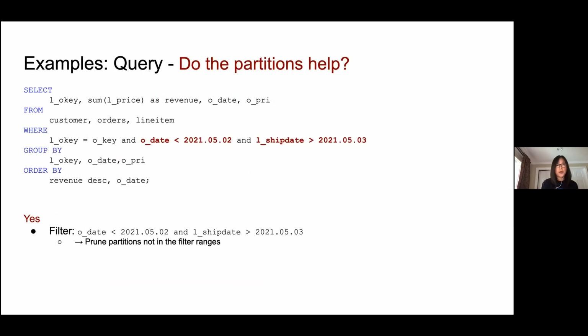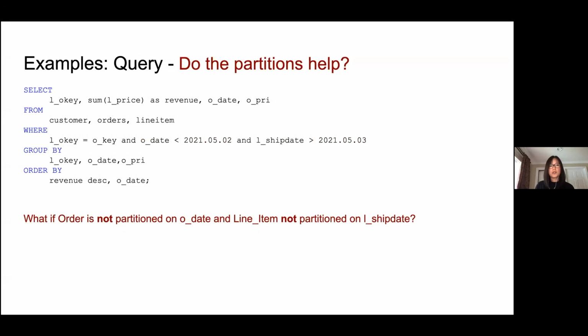Now when I look at the query, I say yes, the partition setup here will help us. If you look at the order date, highlighted in red, I only need to get the orders before May 2nd. Because our order table is partitioned on order date, I don't need to read the partitions from May 2nd onward, so I can prune the partitions early. Similarly for the ship date, the data is partitioned on the ship date, so I don't need to read the data before May 3rd. That means when scanning, we don't need to read everything.